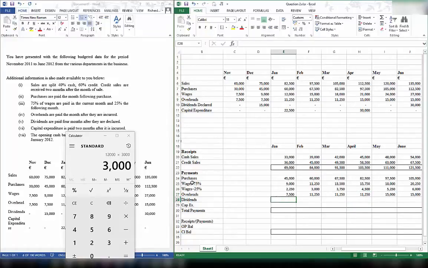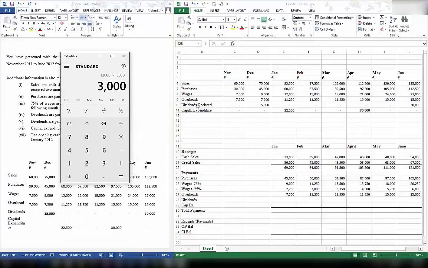So for our dividends, dividends are paid 4 months after they're declared. So let's look back at our question again. We declared dividends of 15,000 in December. So 4 months after, we're going to actually pay those dividends. So they were declared in December. So January, February, March, and April. So our dividends were declared in December, but we're going to pay them 4 months later in April.